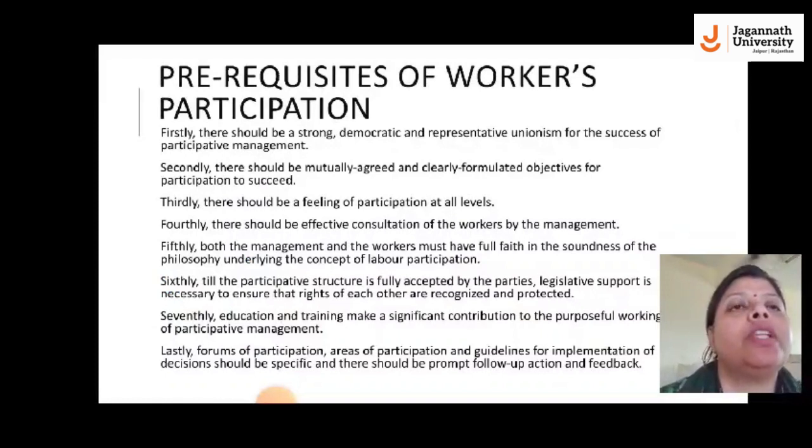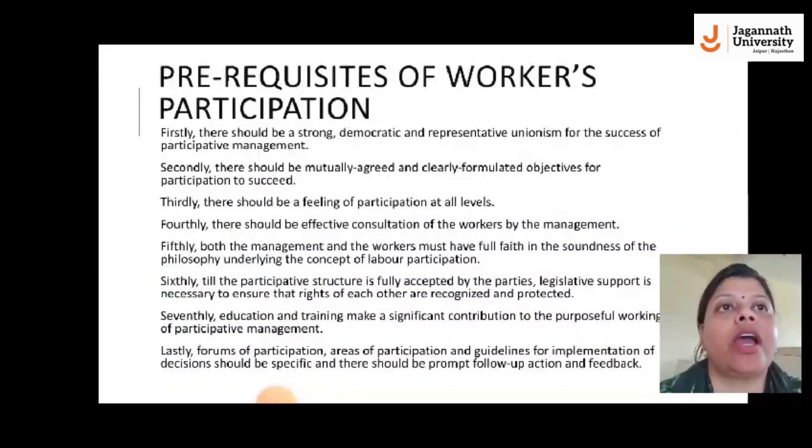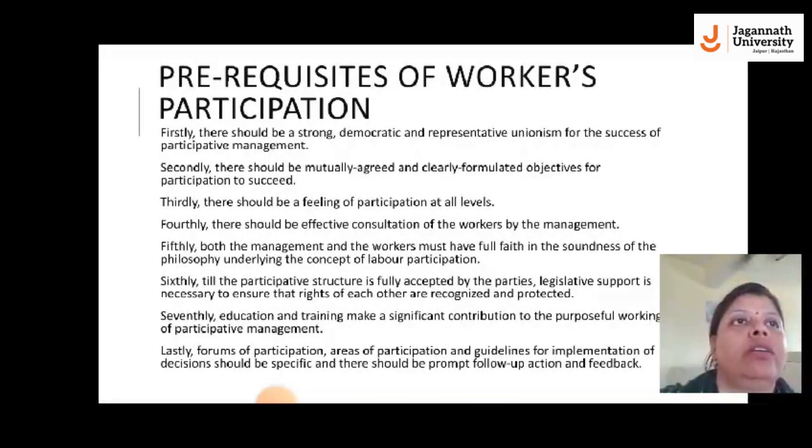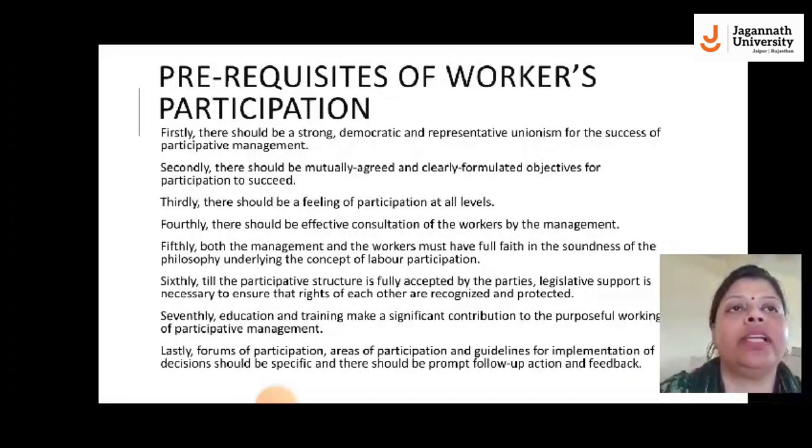Firstly, there should be strong democratic and representative unionism for the success of participative management. These are the required things which are necessary for workers' participation. First, there must be a union, so that the workers can work in a group manner. Secondly, there should be mutually agreed and clearly formulated objectives for the participation to succeed. How much participation is required from the workers must be clearly stated.